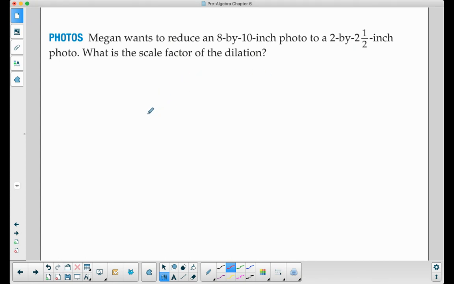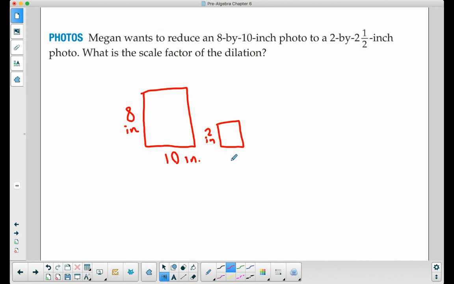Okay. So here we can actually draw out the photograph. So we have 8 by 10. And we can just say 8 by 10 inches. Okay. And we are reducing it to 2 by 2.5. So 2 inches by 2.5. Okay. So because our dilation is by a number less than 1, it's getting smaller. So this is our dilation, this is the change.